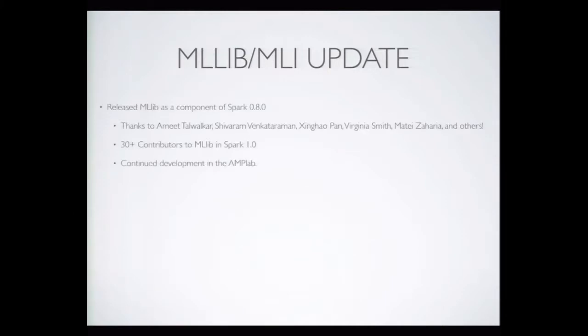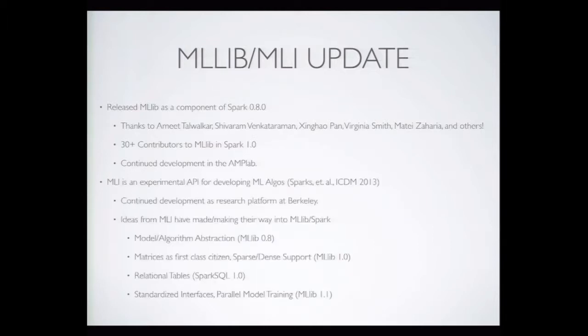So MLlib and MLI. First, MLlib we released as a component of Spark 0.8. It was just a few of us in the lab working on this initially, and it came out in, I guess, September. Since then, there's been unbelievable open source involvement in the project. 30 contributors to MLlib in Spark 1.0. There's been continued development in the AMP lab, but there's also been a lot of open source contributions. Things like decision trees and naive Bayes and SVD all came from open source community members. So that's been absolutely wonderful to see.